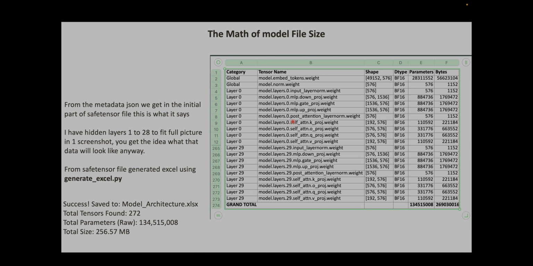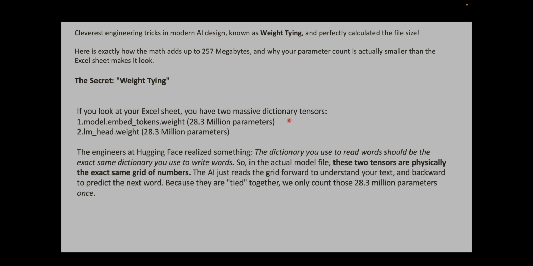All right, so that's about the math of model file size. Now, one of the cleverest engineering tricks in modern AI design is known as weight tying. So this is the cleverest trick, and it perfectly calculates the file size. We said 257 MB, right? So this is that calculation. The secret is weight tying.